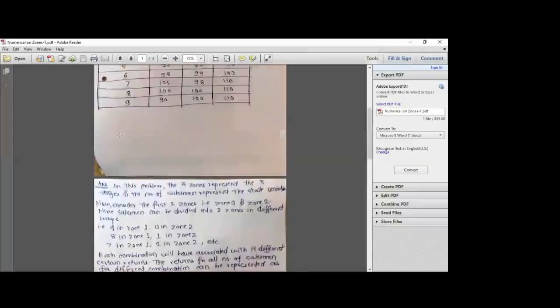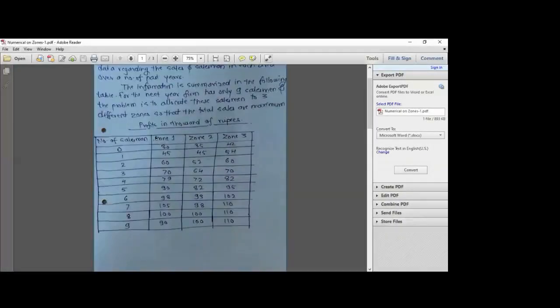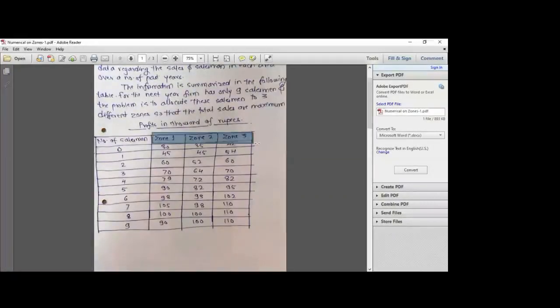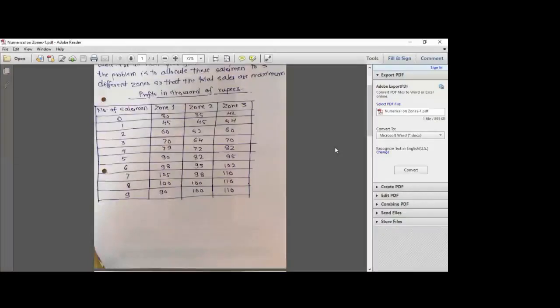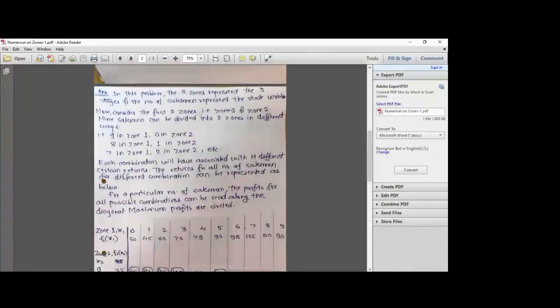So what we are going to do now is, they have given us three zones. We are not going to consider all these three zones at a single go. We are going to consider firstly two zones, and then we are going to move towards zone three. So now consider the first two zones, that is zone one and zone two.